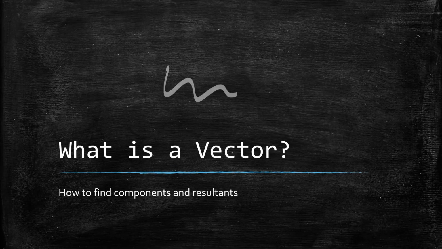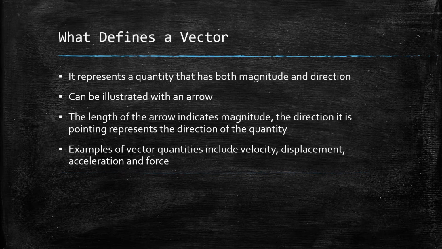So in this video, we're going to talk about some of the basics of vectors and go over how we can use the mathematical properties of them to figure out what the net force is on an object. So again, a couple quick definitions for a vector. It represents quantities that have both magnitude and direction, how much and which way something is going.